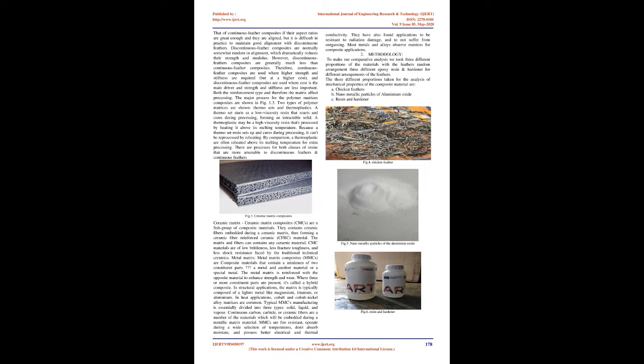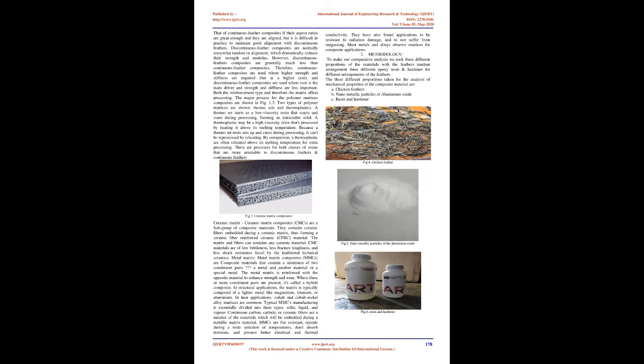A thermoset starts as a low-viscosity resin that reacts and cures during processing, forming an intractable solid. A thermoplastic is a high-viscosity resin that is processed by heating it above its melting temperature. Because a thermoset resin sets and cures during processing, it cannot be reprocessed by reheating. By comparison, a thermoplastic can be reheated above its melting temperature for additional processing. There are processes for both classes of resins that are more amenable to discontinuous feathers and continuous feathers.